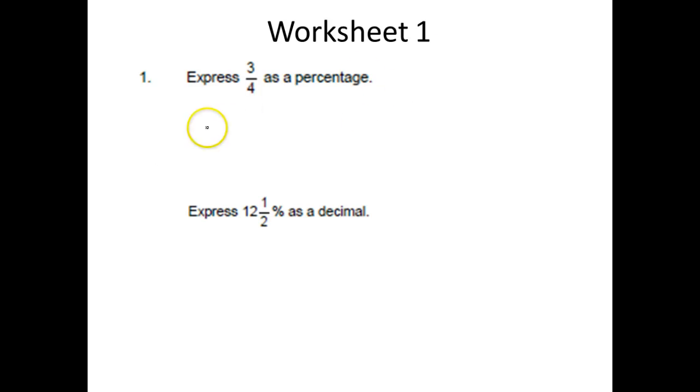Worksheet 1. Question 1. Express 3/4 as a percentage. So when we want to change a fraction to a percentage, we know that we have to multiply by 100%. So 3/4 times 100% would be 75%.